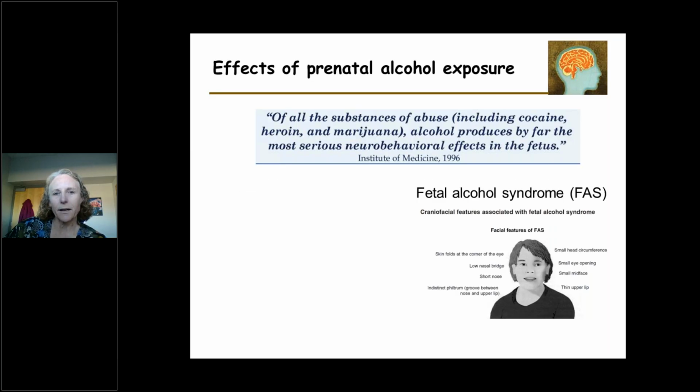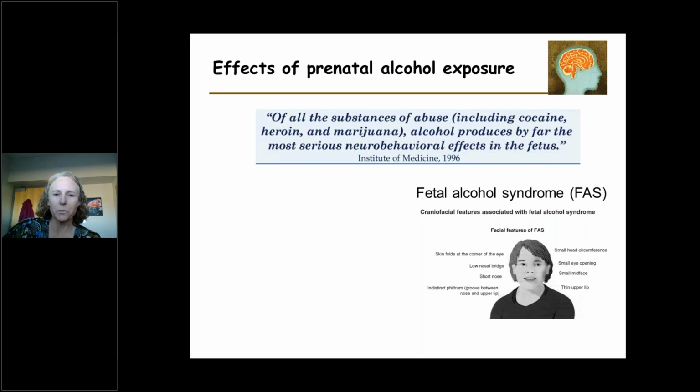One of the topics that I've focused on recently is looking at the effects of prenatal alcohol exposure on brain function. This is a quote from the Institute of Medicine in 1996, so it was quite some time ago, but we've known for quite some time that alcohol is really quite serious in terms of the neurobehavioral effects on the fetus and the child, and really causes the most severe effects relative to other substances of abuse.